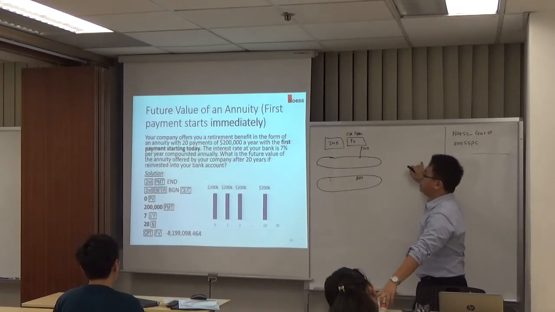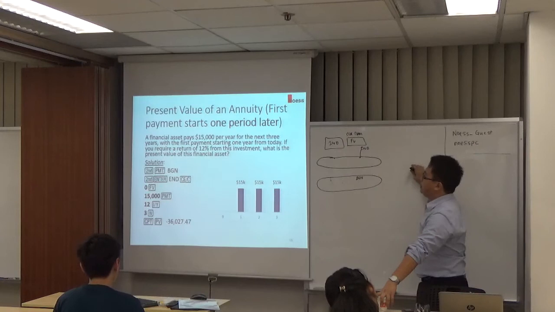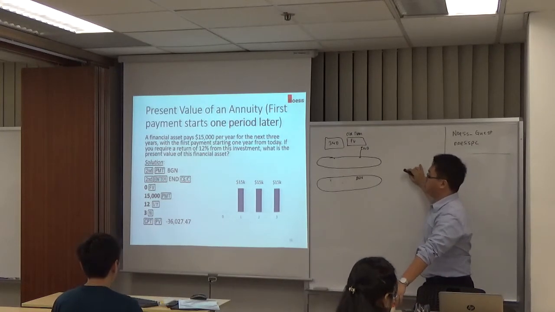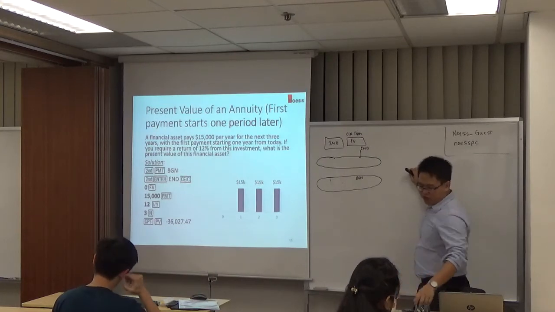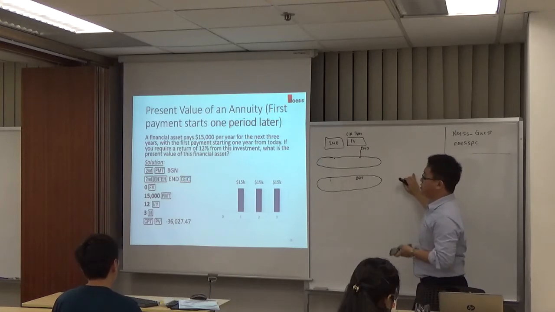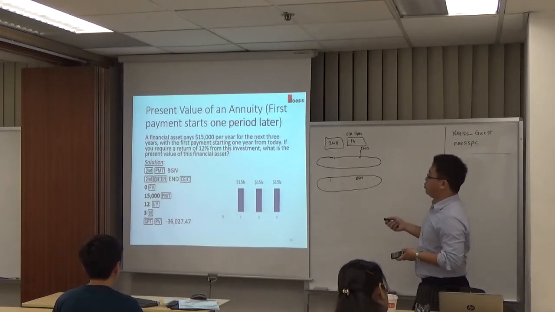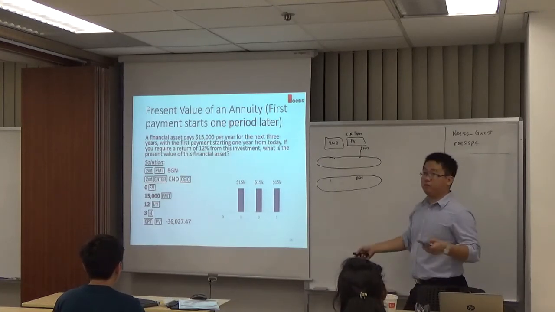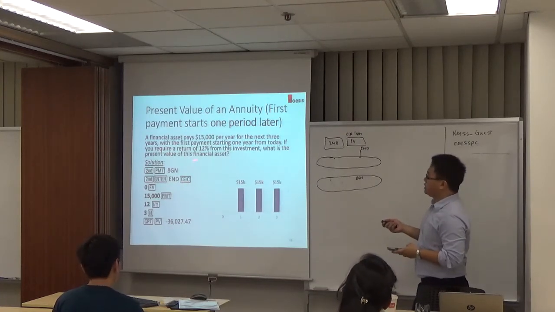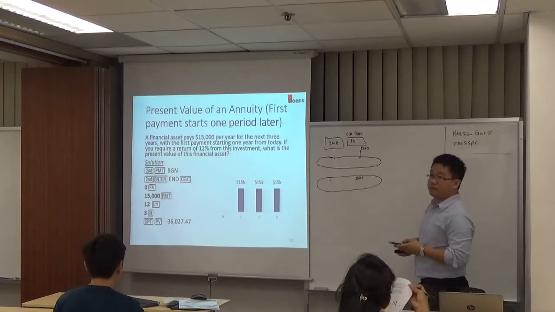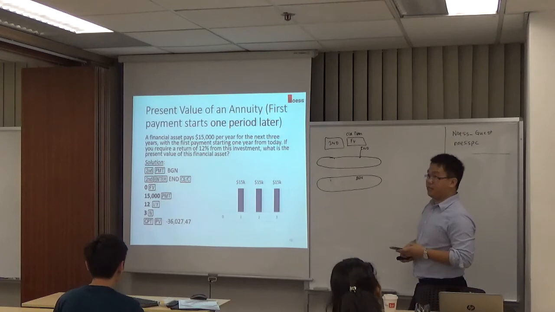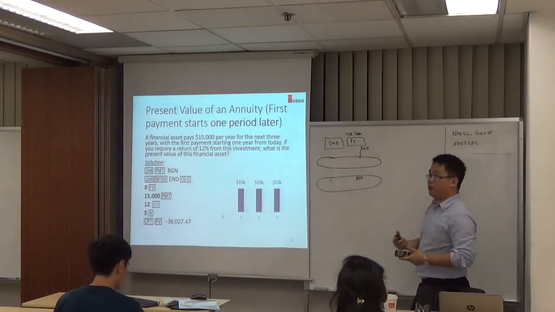Okay, future value done. Now we are looking for the present value of an annuity. Let's do a very simple one. Let's say we have a financial asset that pays 15,000 a year for the next 3 years, with the first payment starting 1 year from today. I purposely mentioned 1 year from today, so you need to use the END mode. If you require a return of 12% from this investment, what is the present value of this financial asset?